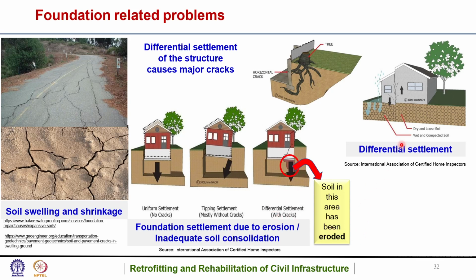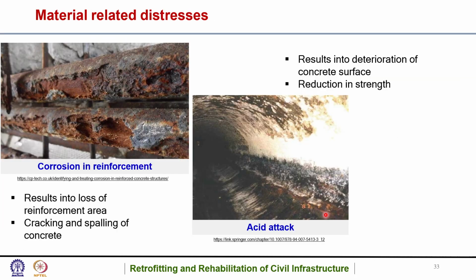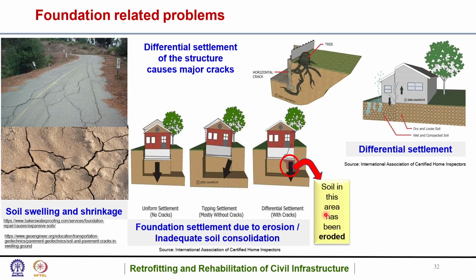Okay, and if you see here, differential settlement. If there is, say, one part of the house with dry and loose soil, and the other part of the house with wet and compacted soil, that will result in differential settlement because the properties are different. The properties of the soil are different; it is not homogeneous or isotropic. So that will result in foundation related problems.